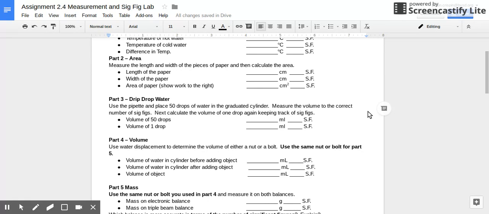So I'm going to assume that you measured correctly. I'm just going to be looking to see that you had the right number of digits in each one of those measurements.